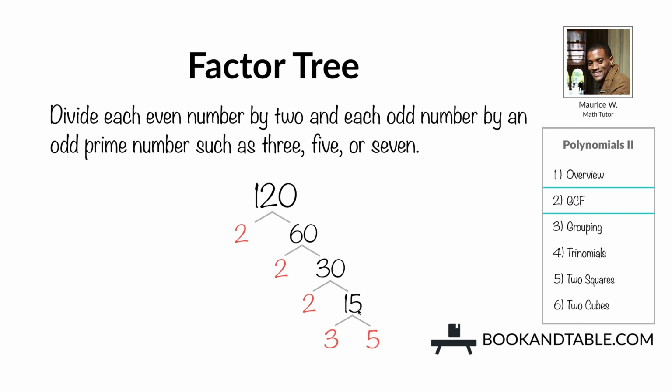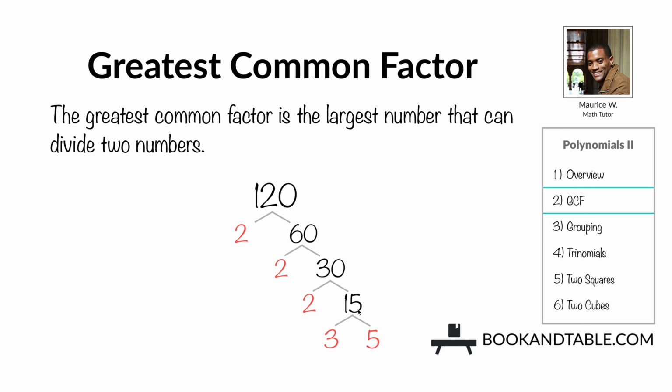So that is how you break down a number to get its prime factors. Now let's discuss how you would go about finding the greatest common factor between two numbers. Now, the greatest common factor is the largest number that can divide two numbers. It's a common factor, and it's the greatest or the largest one.